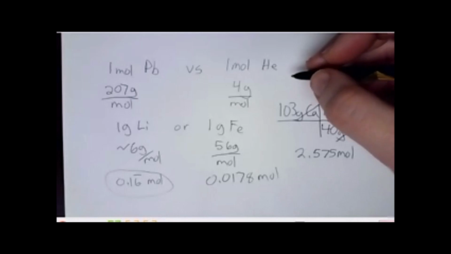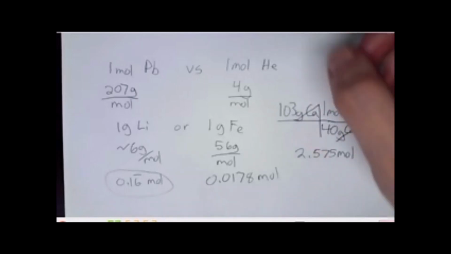How many atoms would be in 88 grams of zinc? This one's a little bit harder. I'm going to give myself a little bit more room. If I have 88 grams of zinc, I need to turn this to atoms. The first step is always turn this into moles.